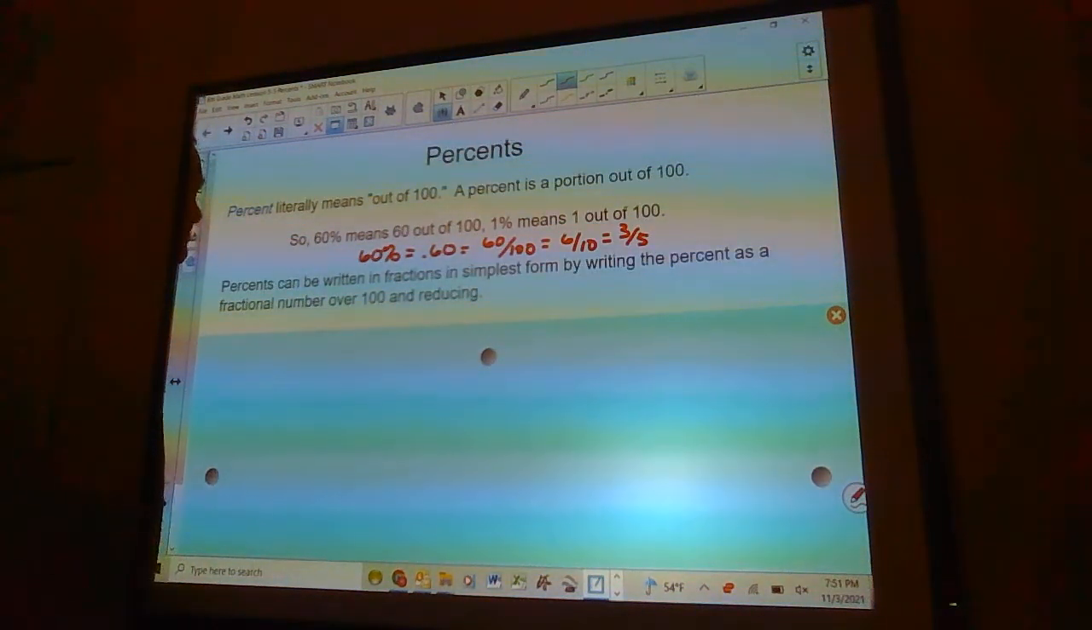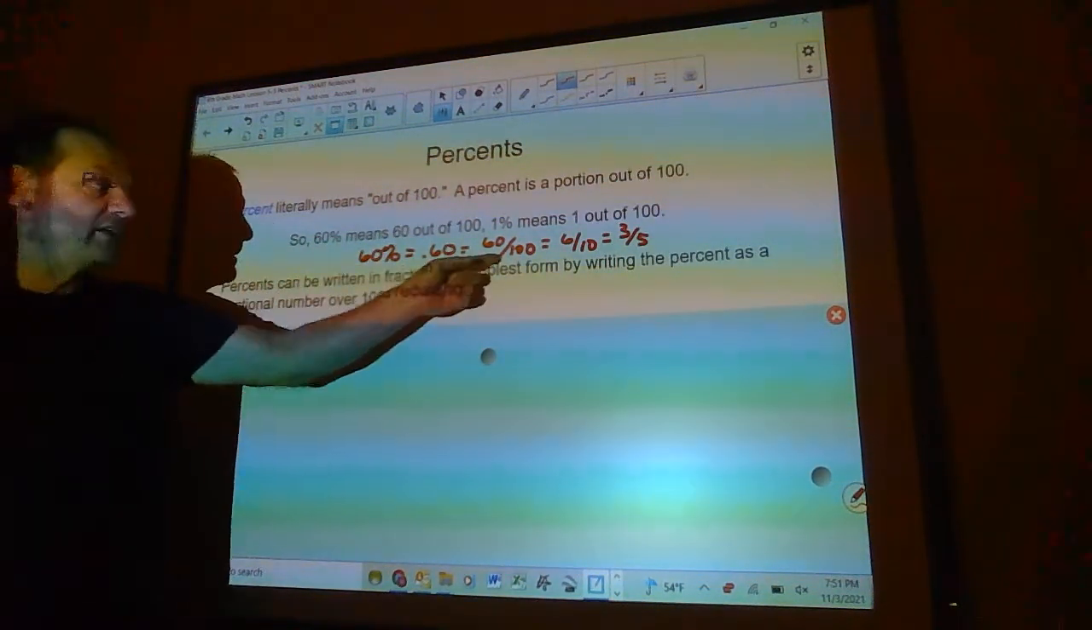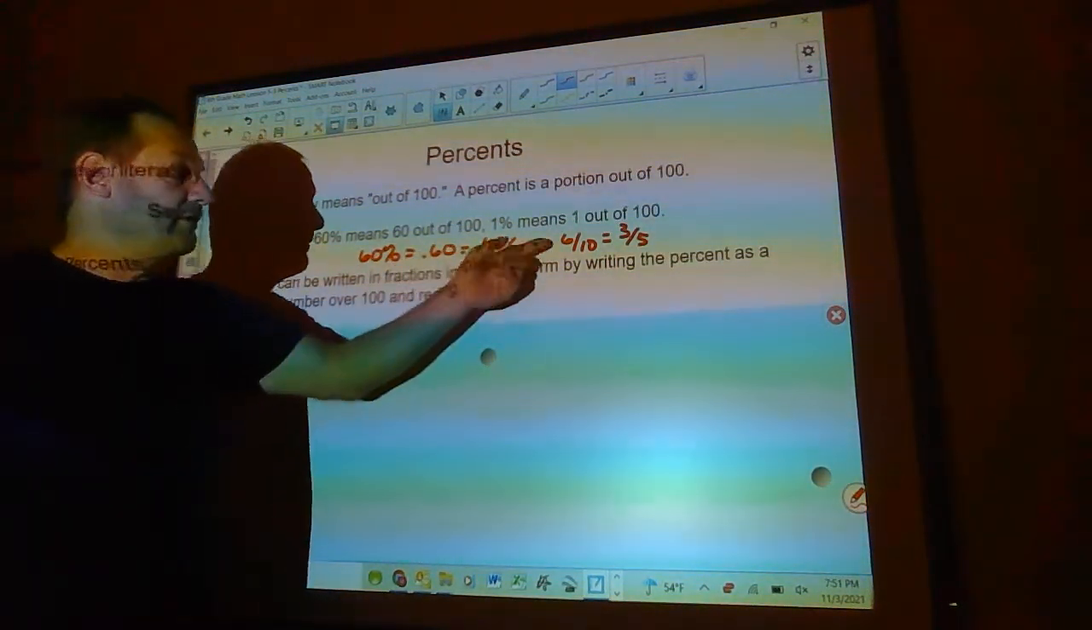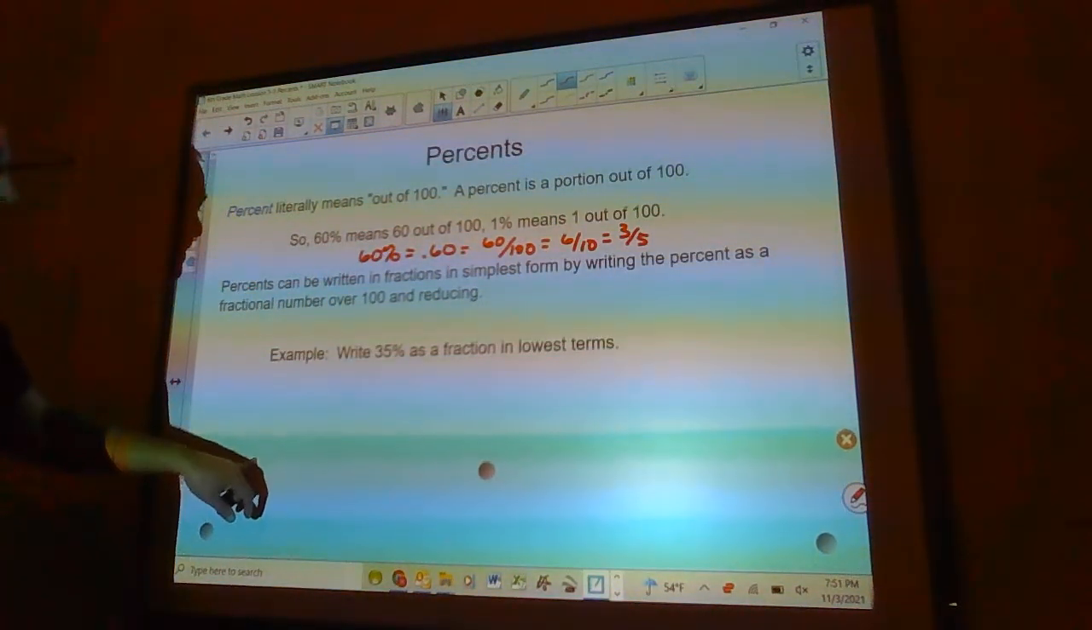Percents can be written as fractions in simplest form by writing the percent as a number over 100 and reducing, just like I did here. I took 60 out of 100 and reduced it to 3/5. So there we go. Here's one.